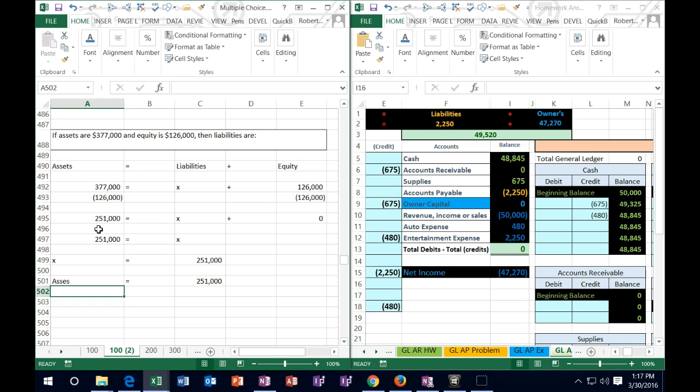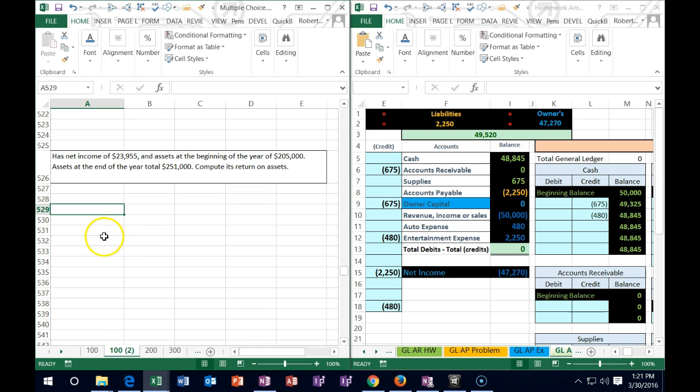251,000. All right, so the next one we have here has net income of 23,955 and assets at the beginning of the year of 205, assets at the end of the year of 251. Compute its return on assets. So first we have to get the return on assets calculation or ratio here, and we know that the return on assets is going to be our net income, which is going to be the 23,9. Well, let's write this out.